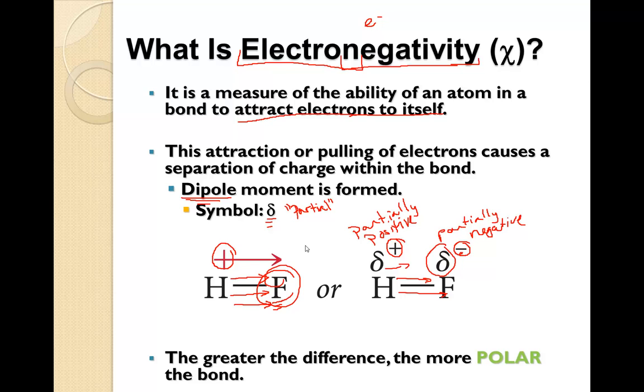These are the two different ways of representing this. You can say that the electrons are drifting towards the fluorine, leaving the hydrogens a little bit positive. That's what that symbol means. And then the partially positive, partially negative symbols. You'll see this written in both ways, so you need to be familiar with both. The greater the difference, the more polar the bond. What we're meaning is the greater the difference in electronegativity from one atom to the next. So if there's a high difference, then there's going to be a high polarity.